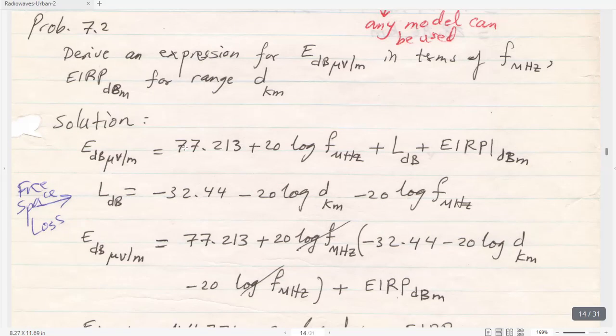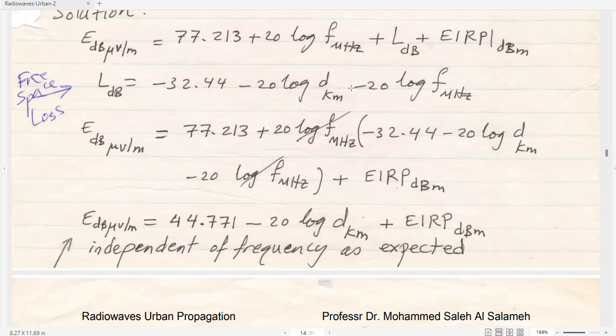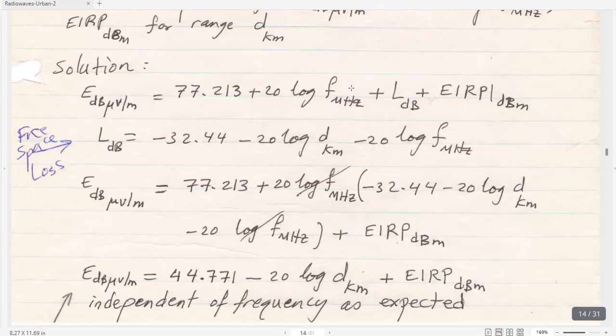Now another question here: derive an expression for E in dB microvolt per meter in terms of F in megahertz and EIRP in dBm for range d in kilometers. This is the derivation for free space. Free space loss, as you can see, is 32.44 plus 20 log D in kilometers plus 20 log F in megahertz. So we write the electric field in terms of the distance and EIRP.